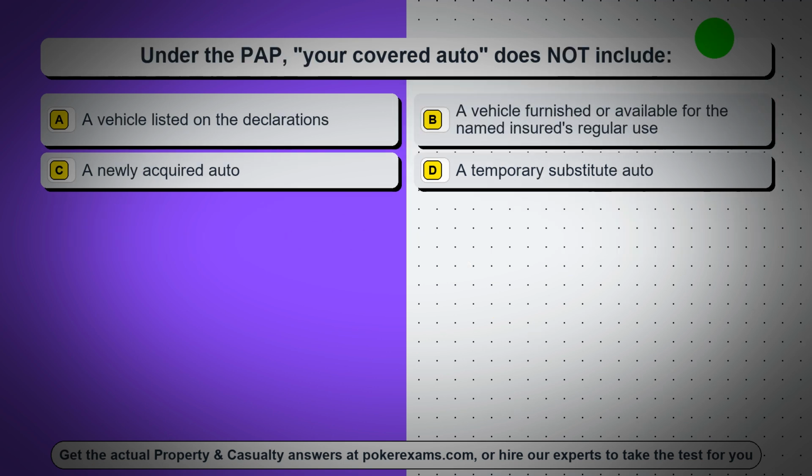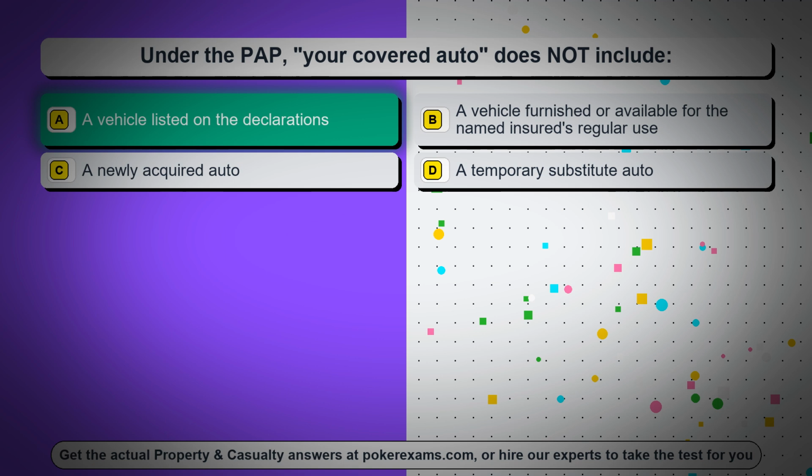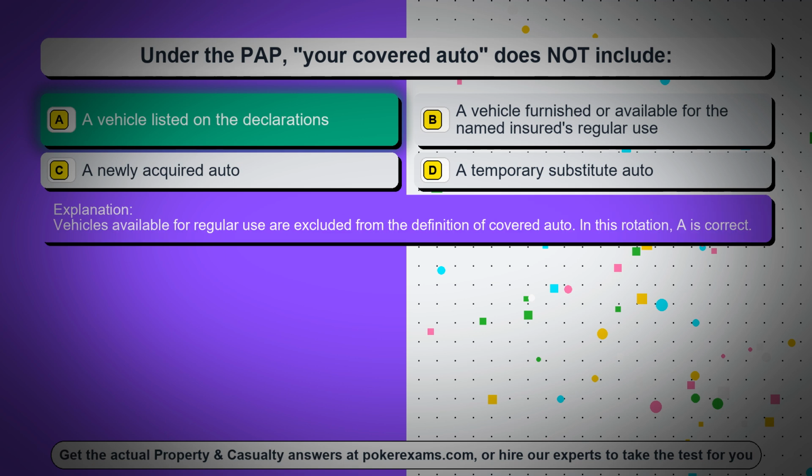Question 70. Under the PAP, your covered auto does not include, option A, a vehicle listed on the declarations, option B, a vehicle furnished or available for the named insured's regular use, option C, a newly acquired auto, option D, a temporary substitute auto. The correct answer is option A, a vehicle listed on the declarations. Vehicles available for regular use are excluded from the definition of covered auto. In this rotation, A is correct.